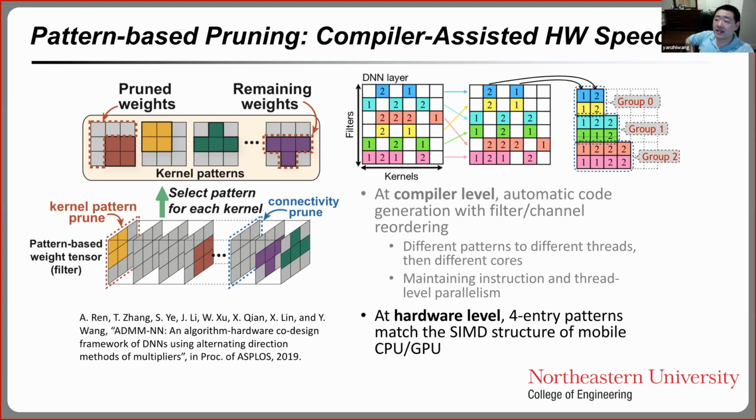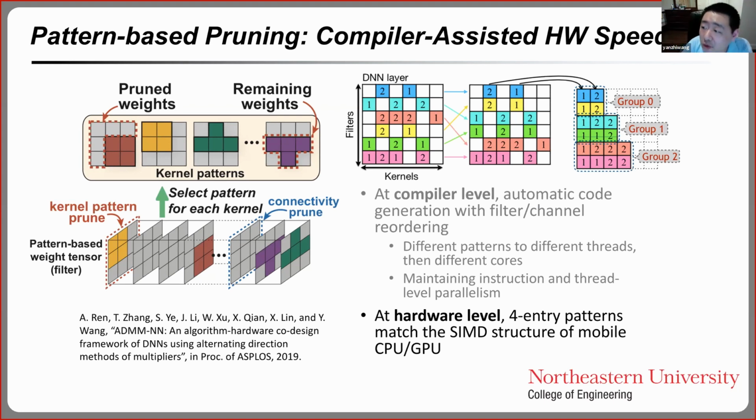And finally, at the hardware level, 4-entry patterns actually match the SIMD structure of the mobile CPU and GPU because 1 core can work on 4 instructions or 4 data simultaneously. So 1 kernel can be done using 1 clock cycle, and this cannot even be achieved if we are using the previous 3x3 or 5x5 kernels. So this is the reason for it.